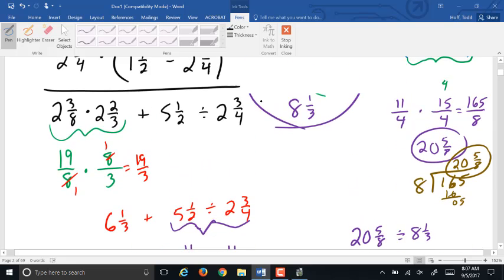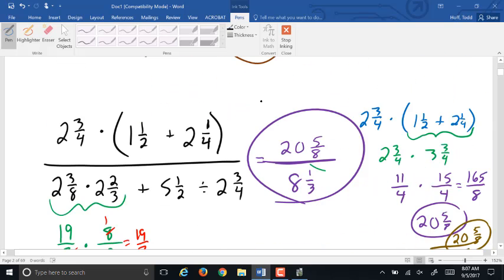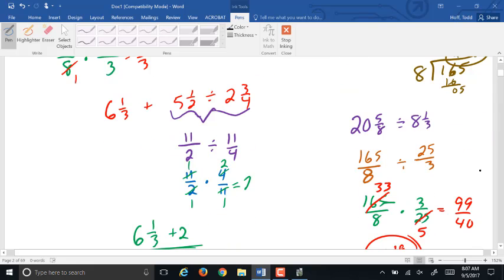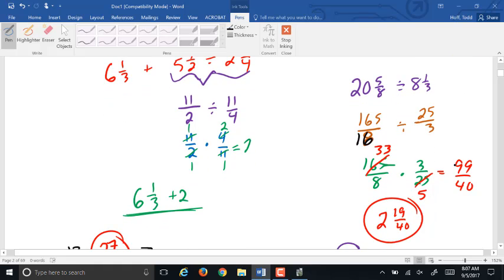Yep. Is it? Oh, you are correct, isn't it? That should be 16. That does change it a little bit. So that should be over 80. So that's 1 and 19/80. Does that look better? Okay. That's what the calculator says? Okay.